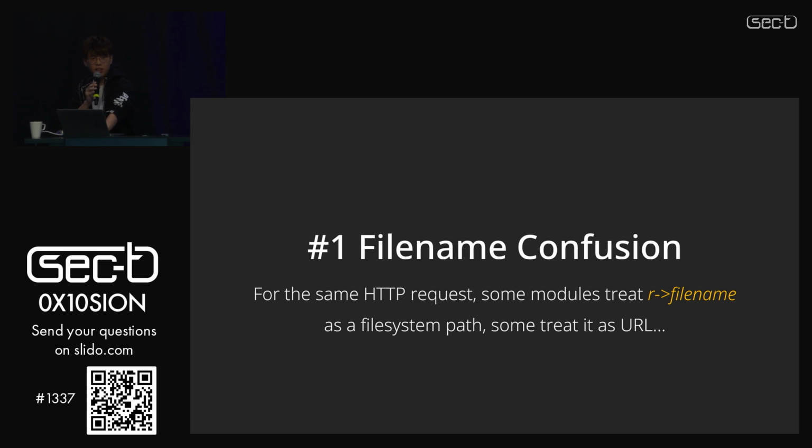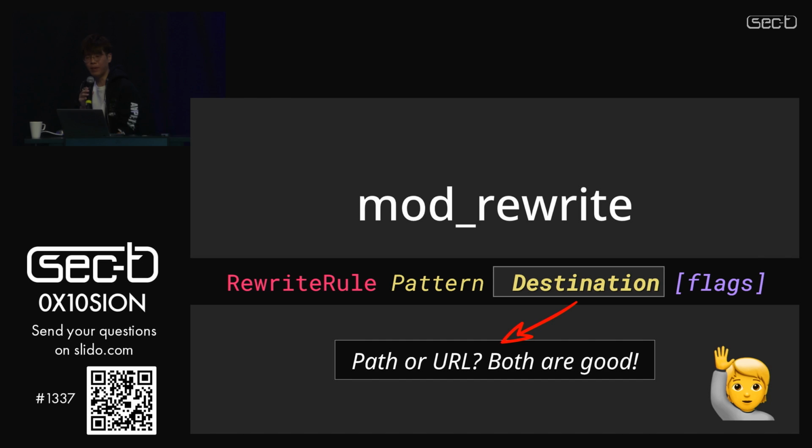OK, so which module considers the file name as a URL first? The first is the rewrite module. This module allows the website admin to redirect a request to any file or URL. I believe this is by design, maybe for user experience. However, this design also introduced certain issues. For example, even if the destination is a file system path, the rewrite module will treat all the results as a URL.